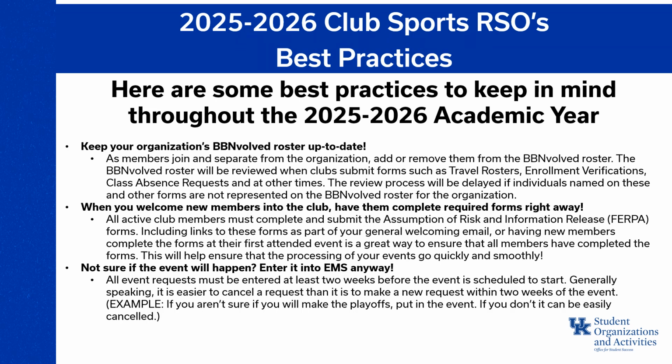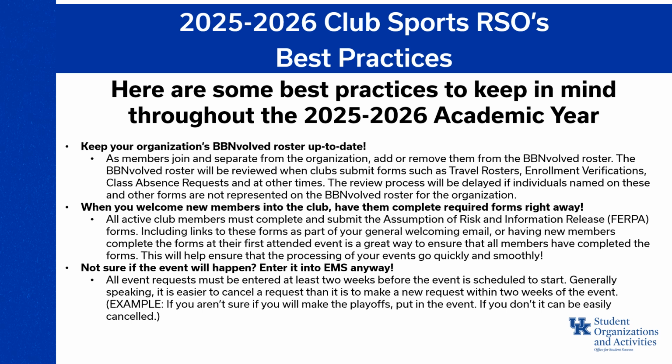So here are some best practices to keep in mind throughout the 2025-2026 academic year. First, keep your organization's BB Involved roster up to date. As members join and separate from the organization, add or remove them from the BB Involved roster. The BB Involved roster will be reviewed when clubs submit forms such as travel rosters, enrollment verifications, class absence requests, and at other times. The review process will be delayed if individuals named on these and other forms are not represented on the BB Involved roster for the organization.